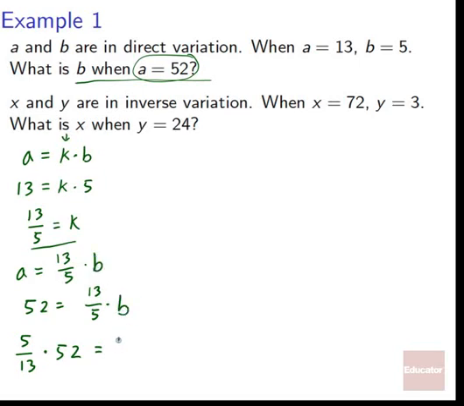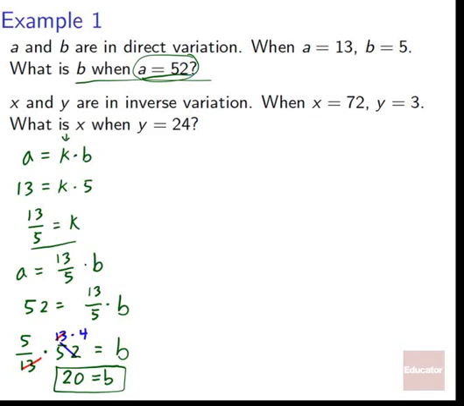So we plug in, now we're trying to figure out what B is. 5 over 13 times 52. 13 actually goes directly into 52. 52 can be broken up into 13 times 4. So we can cancel this 13, and we get just 5 times 4, which is 20. So 20 is what B is when A is 52.